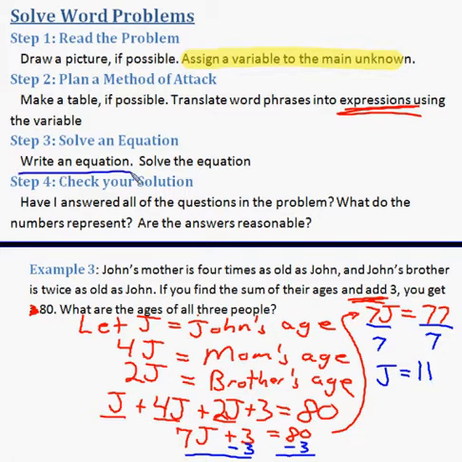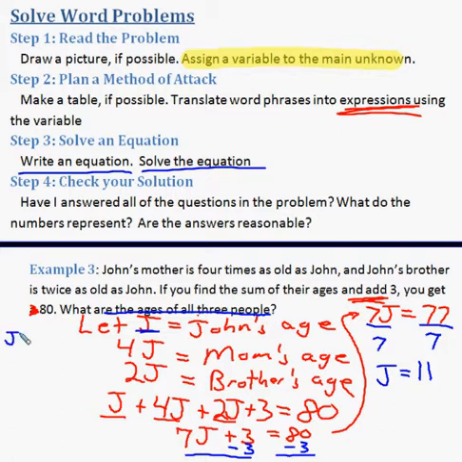We wrote an equation and solved an equation. Check our solution. Have I answered all the questions in the problem? Well, I have J equals 11. What does that mean? Well, going back to what we assigned, John's age is 11. What else do we want to find? We want to find everyone's age. It says, what are the ages of the 3 people? So we need to find mom's age. Well, mom's age is 4 times J.